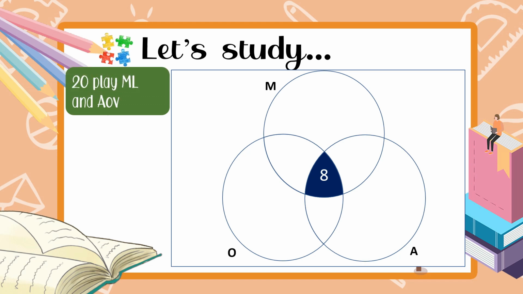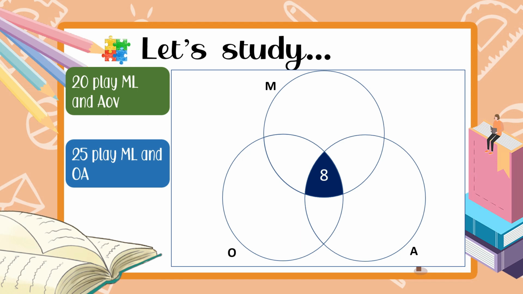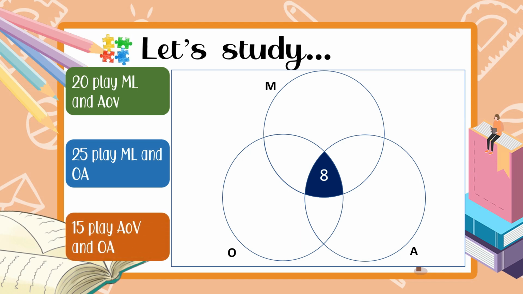So, we have 20 who play ML and AOV, 25 who play ML and Omnioji Arena, and 15 who play AOV and Omnioji Arena. Okay, so dun muna tayo sa first one. 20 who play ML and AOV. So, meron tayong intersection ng ML at AOV. So, ang intersection natin ng ML at AOV ay itong buong ito.